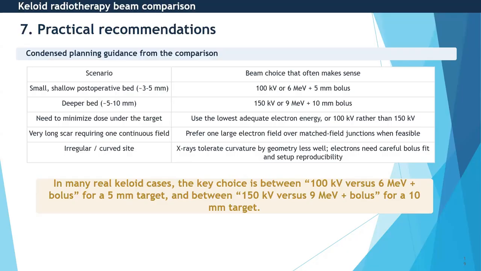If we have a very long scar requiring a continuous field, preferably one would use a large electron field over matched junction X-ray fields when feasible. And if there's an irregular curved site, X-rays tolerate the geometry less well, but electrons need careful bolus fit and setup reproducibility. So in many real keloid cases, the choice is between 100 kV versus 6 MeV plus bolus for a 5 millimeter depth target, and 150 kV versus 9 MeV plus bolus for a 10 millimeter target depth.